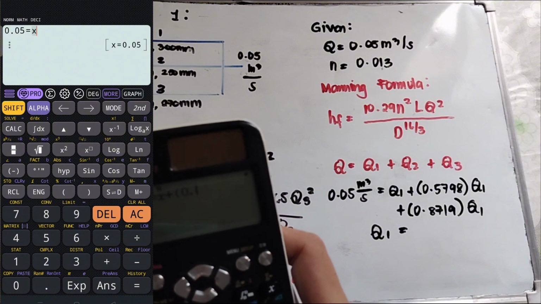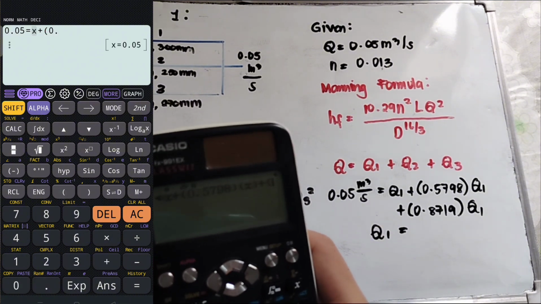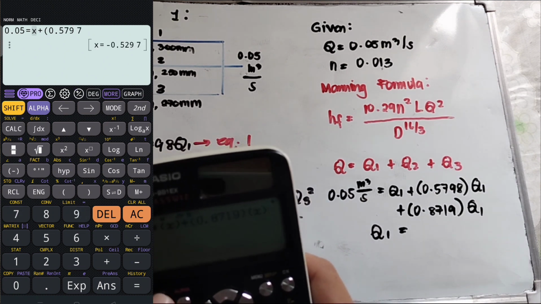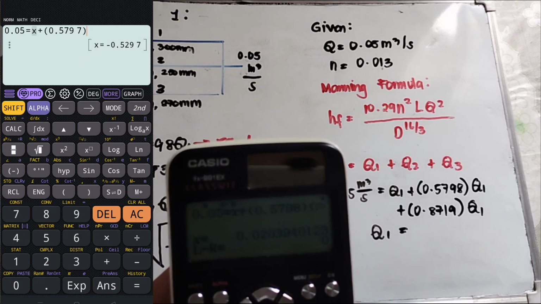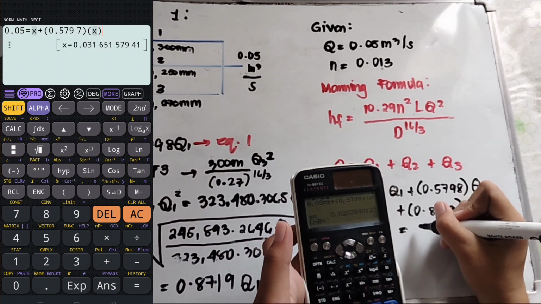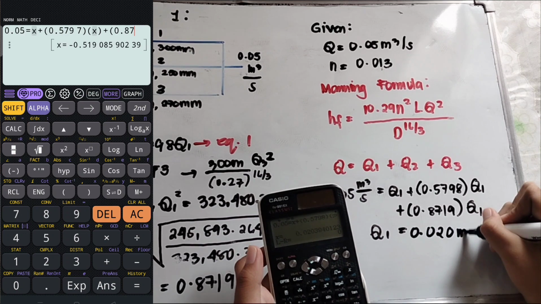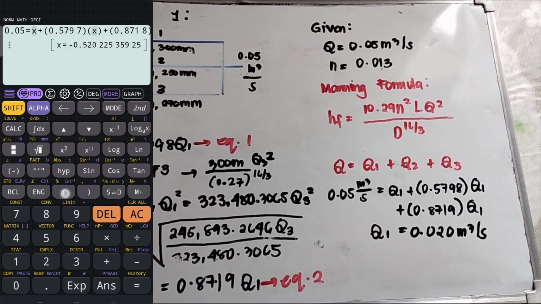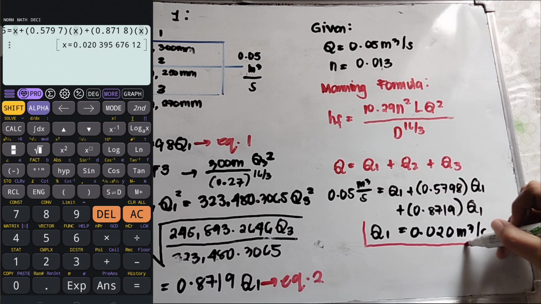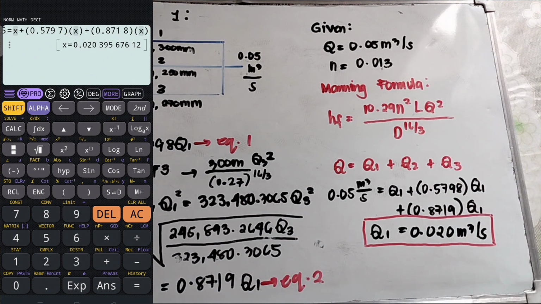Simply input everything in your calculator so that we'll be able to find our Q sub 1 or our discharge at pipe 1. So for our discharge at pipe 1, we have 0.020 cubic meters per second. Since we already have a value for our Q sub 1, we can now find our Q sub 2 and Q sub 3 by just using the equations 1 and 2.